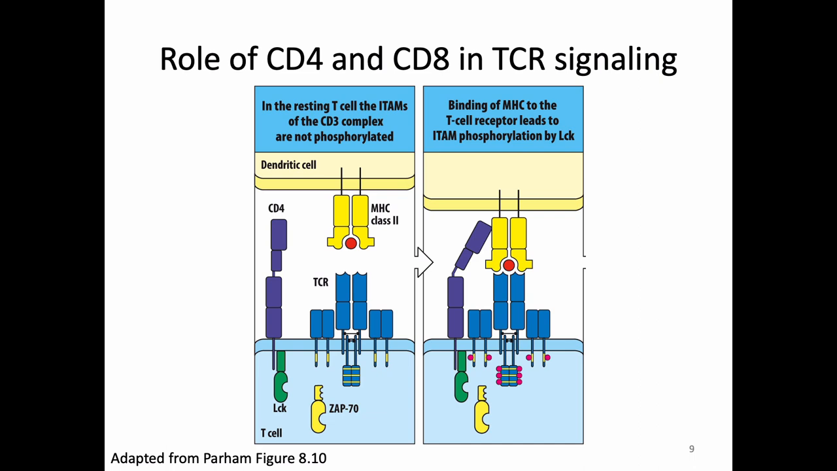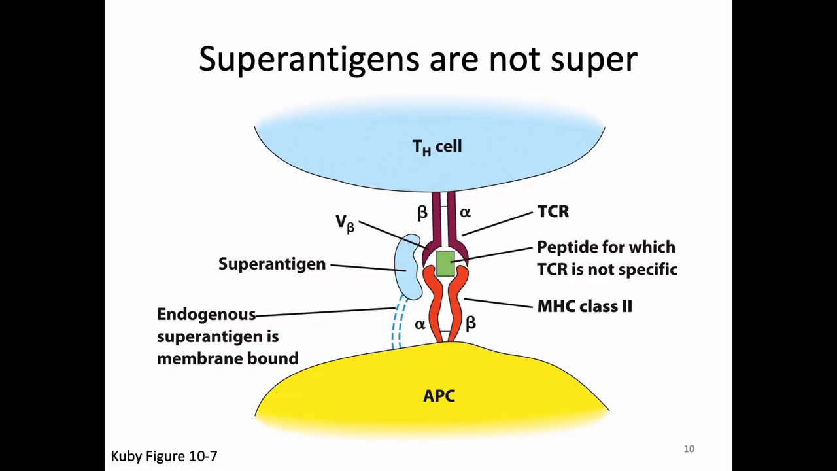The T cell receptor is very specific for a particular peptide plus MHC, but there is one exception to that rule, detailing TCR signaling. It's not a good time, as in, it's not a good time if it happened to you. It's fine to learn about. Because this is the situation where there are things known as superantigens. You do not want to encounter a superantigen. If you encounter a superantigen, you will not feel super.